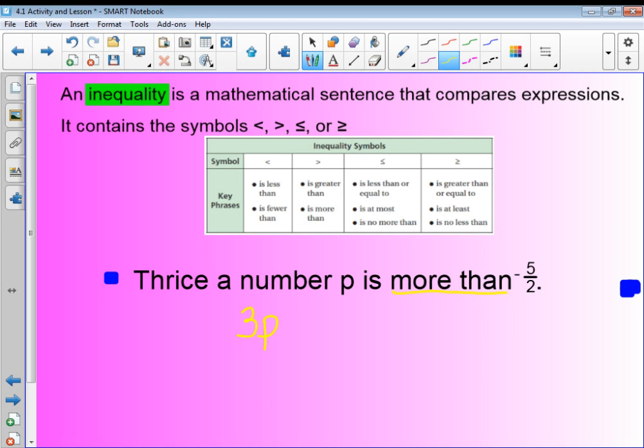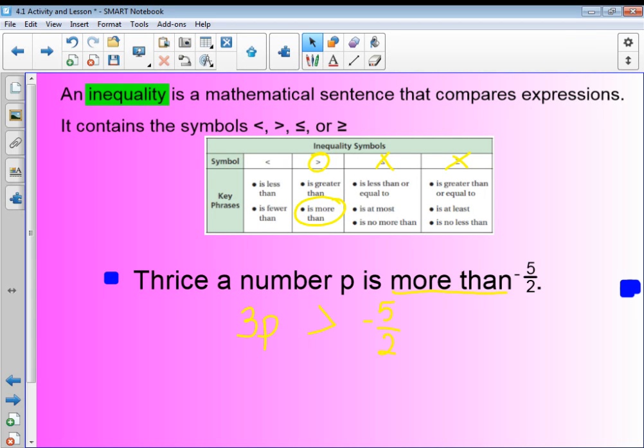So it can't be one of the symbols with the line under it, because it's not including. I'm going to go ahead and write my negative 5/2 so I don't forget it. And thrice a number is more than that, so the number that's bigger is the one getting eaten. So that's what my inequality is. If I look up above, "is more than" is right here, and that is the symbol that I used. So 3P is greater than negative 5/2, or "is more than" negative 5/2.